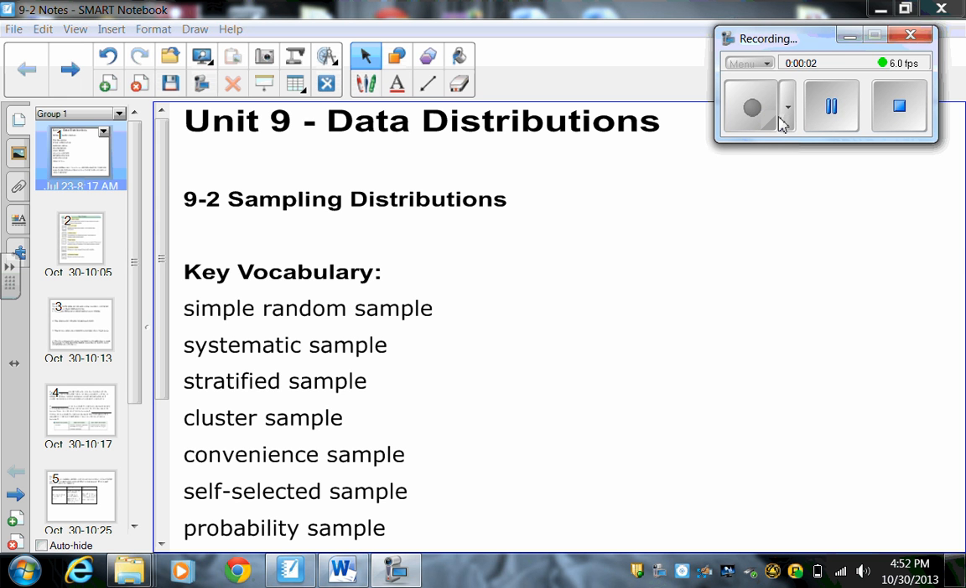This is the video for accelerated geometry on section 9-2 on sampling distributions.